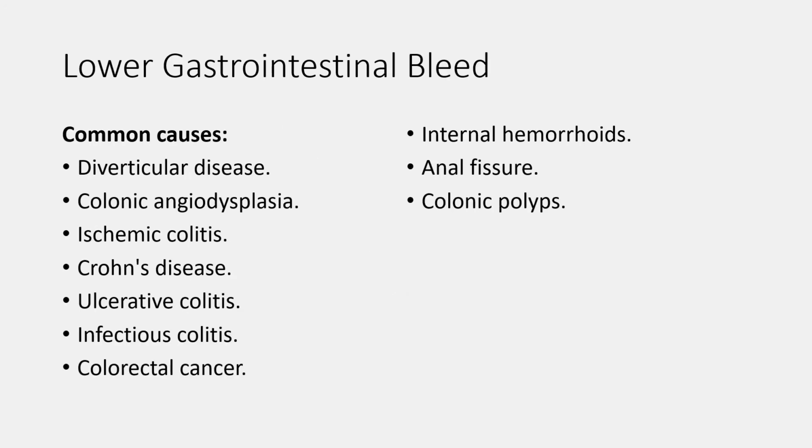Lastly, let's mention some causes of lower gastrointestinal bleed. The details of the important ones of those causes are covered in this video and other videos. Also, the causes of upper gastrointestinal bleed are covered in the gastroenterology and hepatology video. The common causes of lower gastrointestinal bleed include diverticular disease, colonic angiodysplasia, ischemic colitis, Crohn's disease, ulcerative colitis, infectious colitis, colorectal cancer, internal hemorrhoids, anal fissure, colonic polyps.